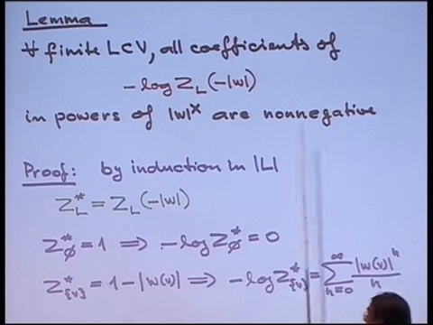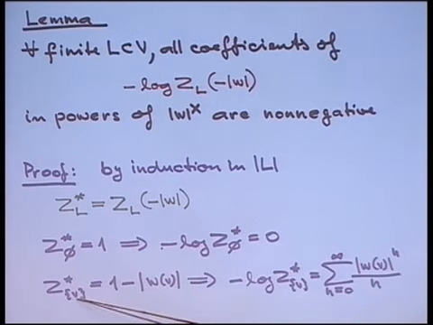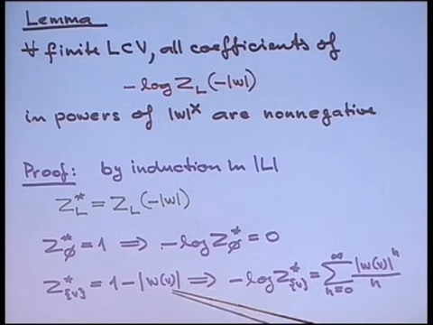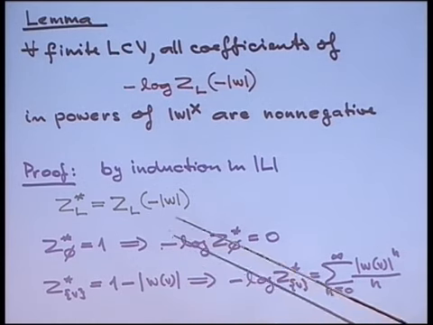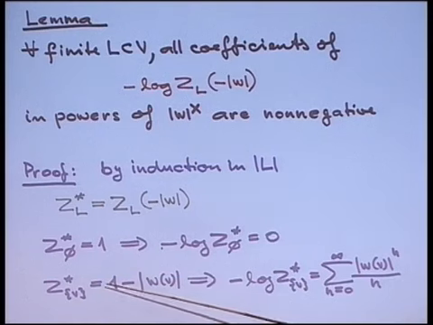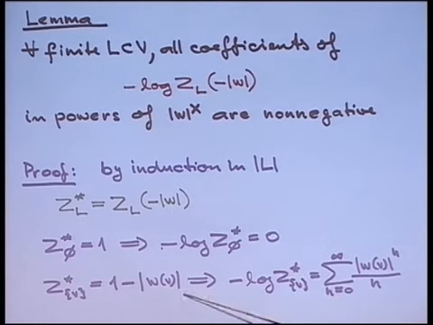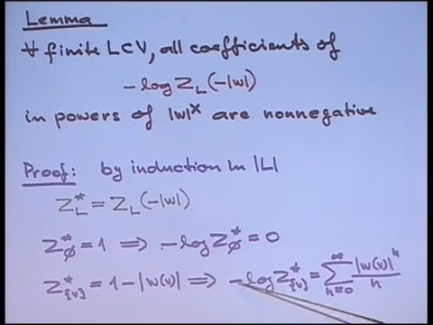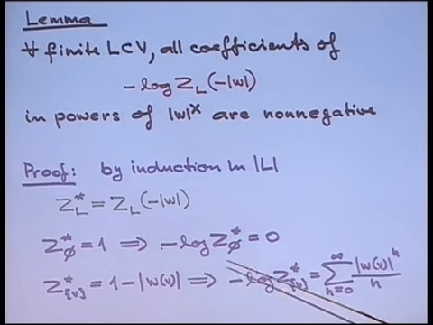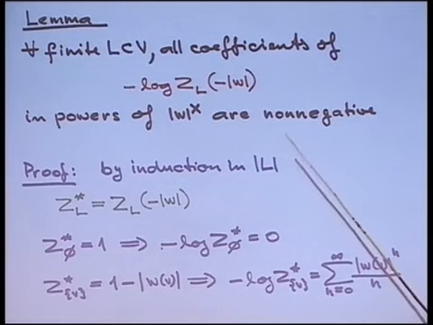Let me take the set consisting of only one vertex. Then my partition function with one vertex is simply 1 plus W of V, because either I take this vertex or I do not take it. Now at the point minus absolute value of W, I take 1 minus absolute value of W of V. Now I take minus logarithm of this, and minus logarithm of 1 minus something has only positive coefficients. We simply know how to expand the logarithm.